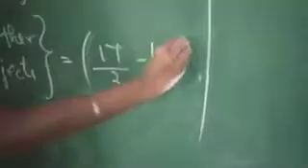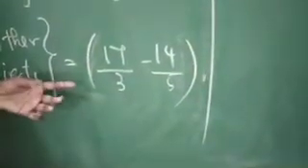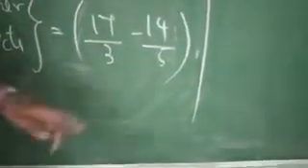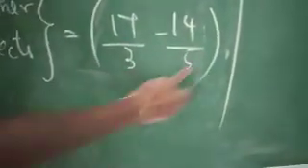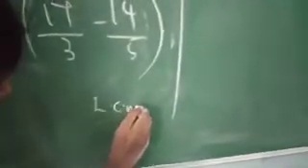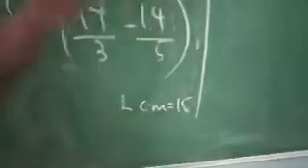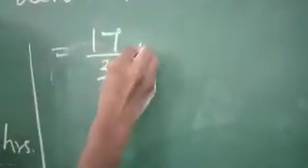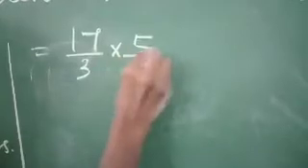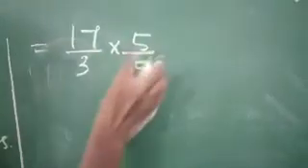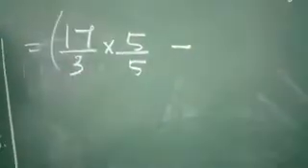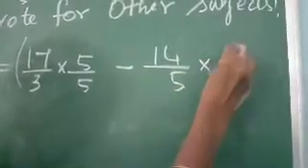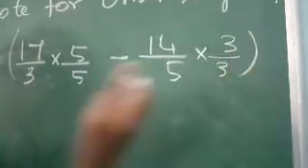So find the LCM for the denominators 3 and 5. See here, the two numbers are prime numbers, so you simply multiply. So what is your LCM? Your LCM will be 15 because 3 5s are 15. Now you see, 17/3: to get 15, I have to multiply the denominator by 5, so you multiply the same number in the numerator also. See here 14/5: to get my denominator as 15, multiply both the numerator and denominator by 3.